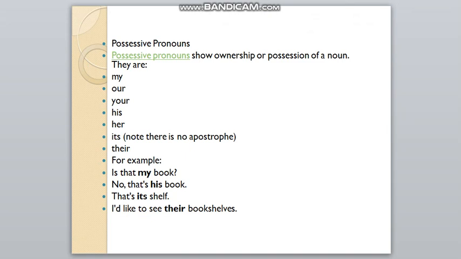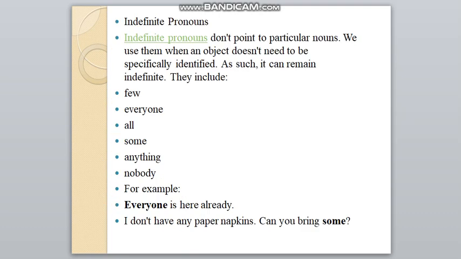For example, is that my book? No, that's his book. That's its shelf. I would like to see their bookshelves. Now the highlighted words in all the sentences show they are called possessive pronouns.